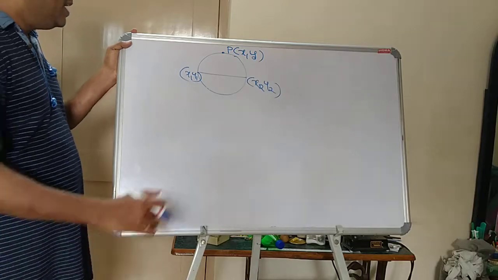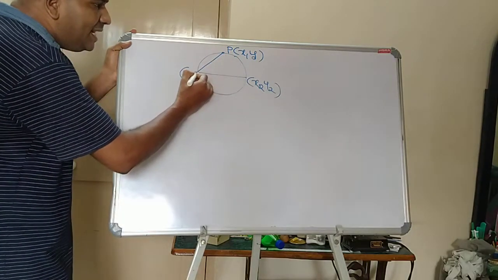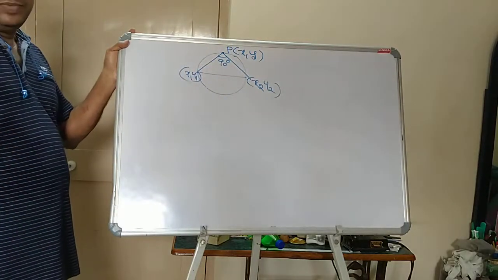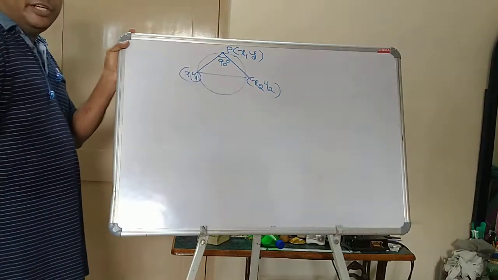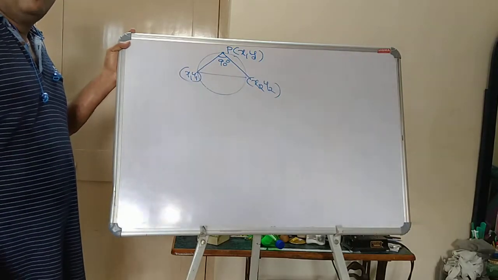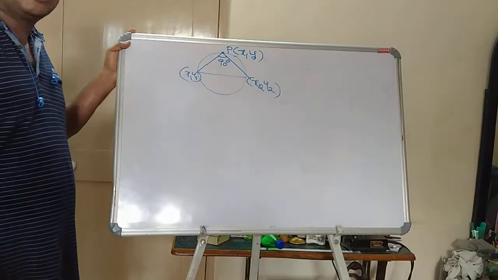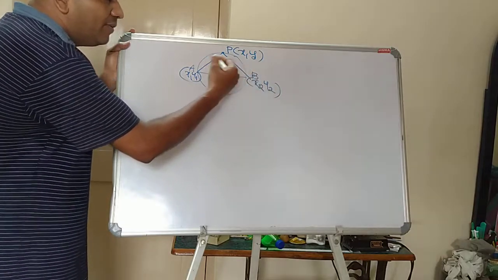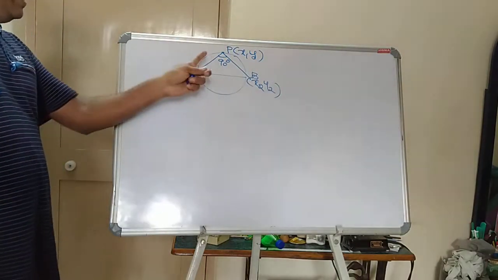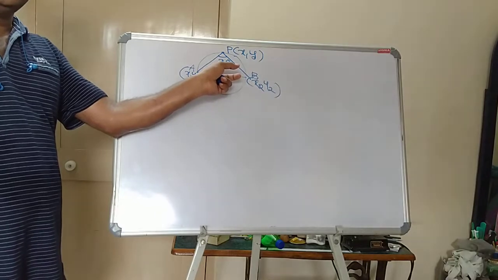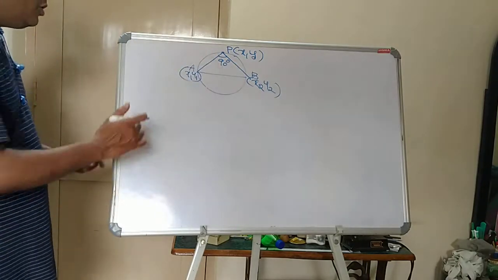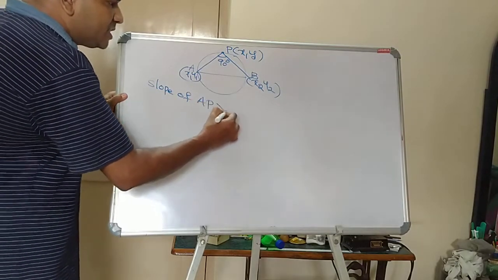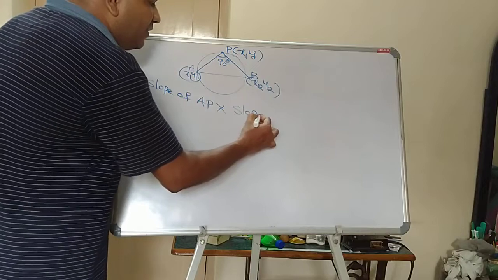90 degrees. That means this angle equals 90 degrees. We know that for two perpendicular lines, the product of the slopes equals -1. That means slope of AP into slope of BP equals -1, because angle APB equals 90 degrees. So slope of AP into slope of BP equals -1.